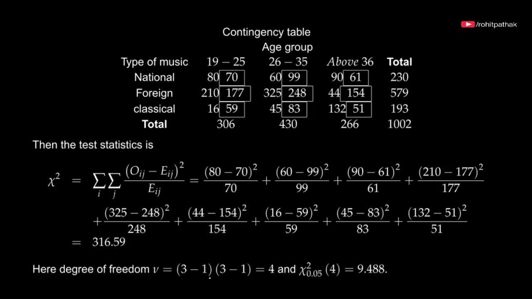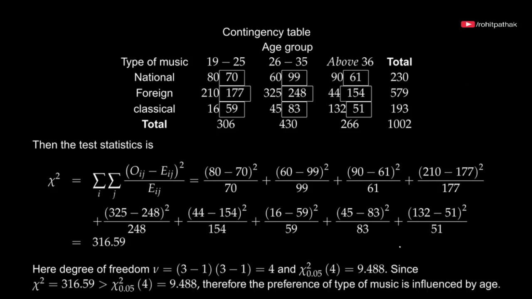Now the degrees of freedom is 3 minus 1 into 3 minus 1, because we have been given a table of 3 by 3 size. That means 4, because in total 4 observations in this table are independent and the others are dependent. The critical value at 4 degrees of freedom at the 5 percent level of significance is 9.488 from the table.